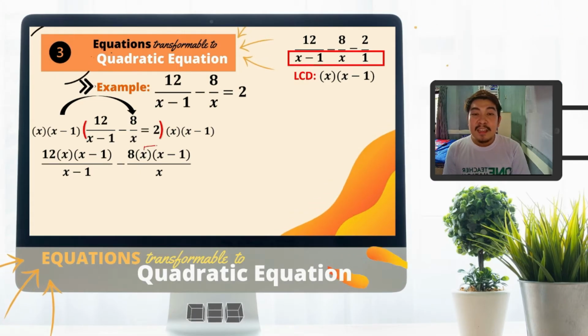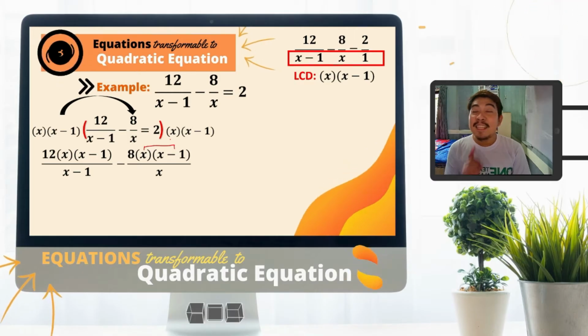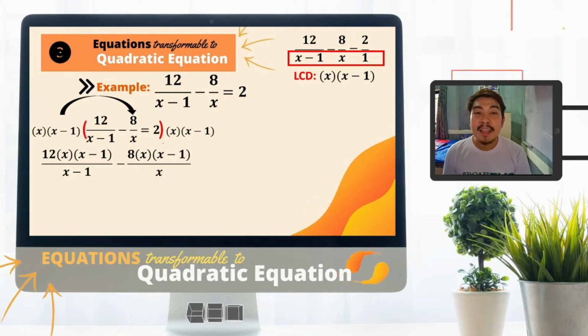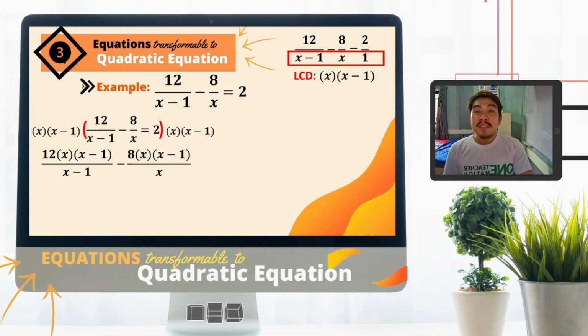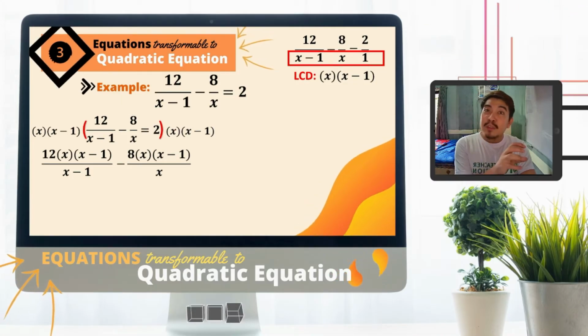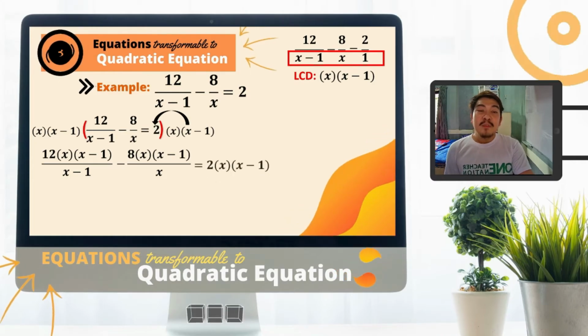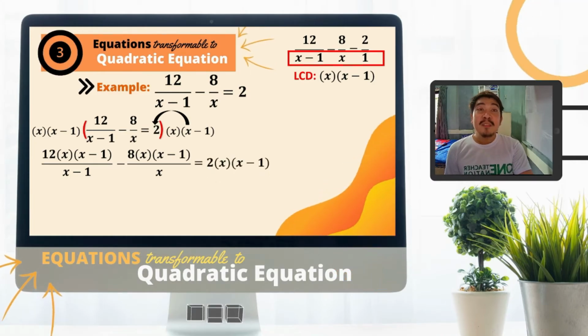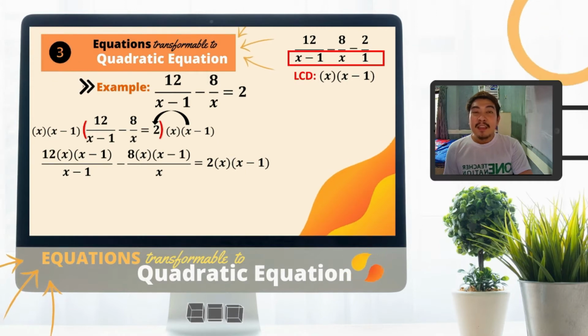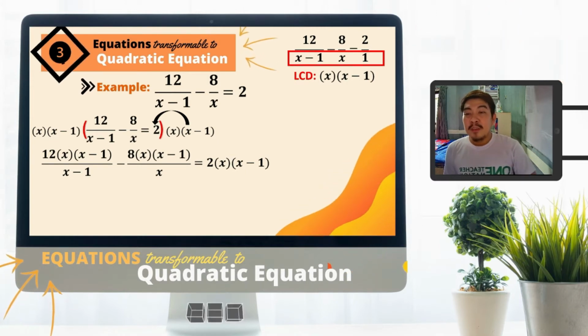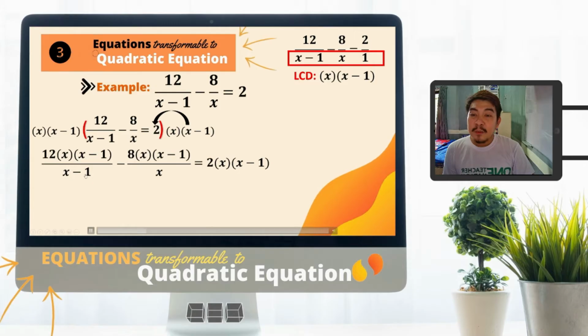So, tingnan natin na ito si LCD. At hindi pa natin siya i-multiply lahat. And then, of course, the last term, o yung isang term doon sa kabilang side ni equation. Ayan. Okay? So that will be equal to 2 times x minus 1. Okay? So dito muna tayo sa portion na to ng equation. Ayan. Dito sa portion na to.